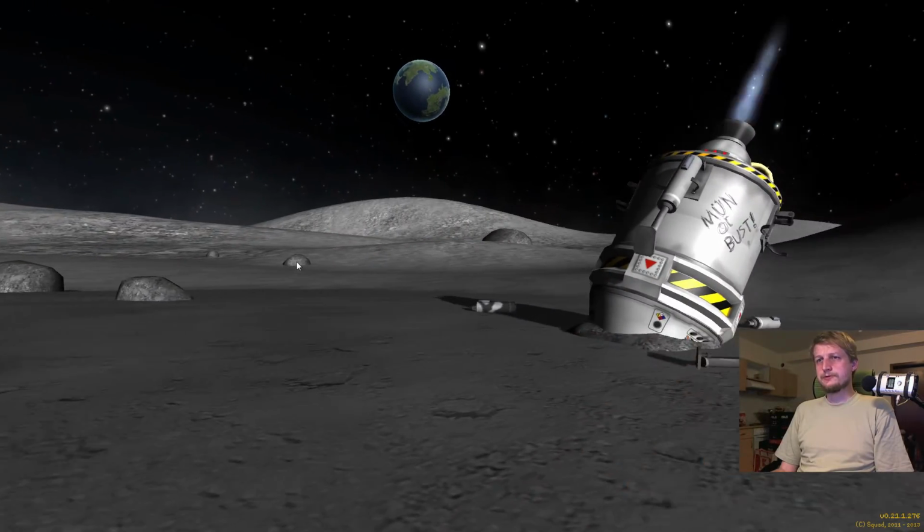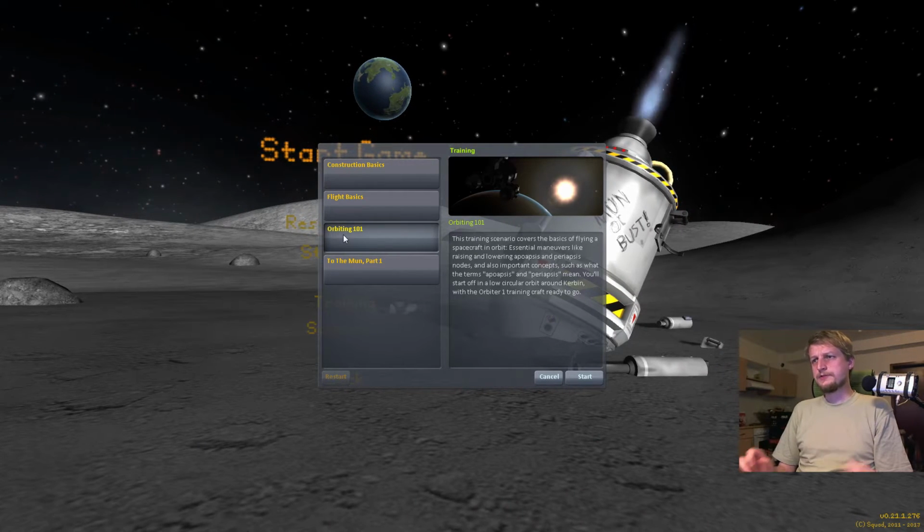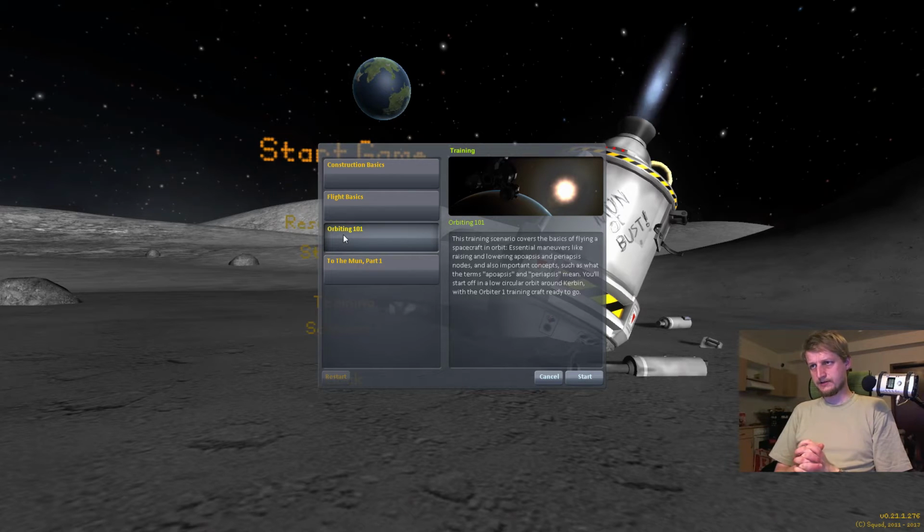We have two more tutorials to do. Orbiting 101. This training scenario covers the basics of flying a spacecraft in orbit. Essential maneuvers like raising and lowering apoapsis and periapsis nodes. And also important concepts such as what the terms apoapsis and periapsis mean. That we will learn. You will start off in a low circular orbit around Kerbin.